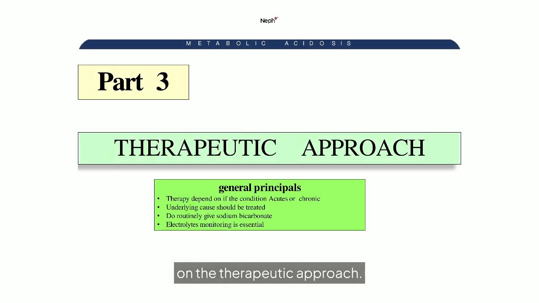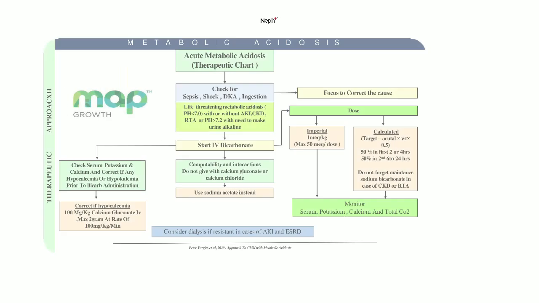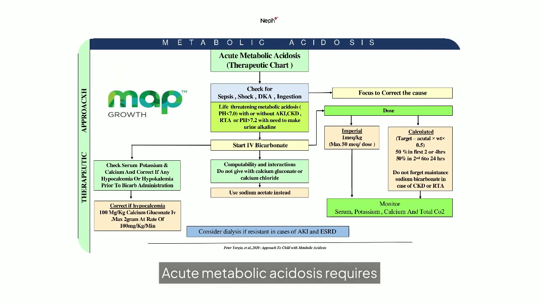These calculations are vital for precise diagnosis. Part 3 focuses on the therapeutic approach. Treatment depends on whether the condition is acute or chronic. Addressing the underlying cause, administering sodium bicarbonate, and monitoring electrolytes are key principles. Acute metabolic acidosis requires immediate intervention. Checking for underlying causes like sepsis or DKA is crucial.